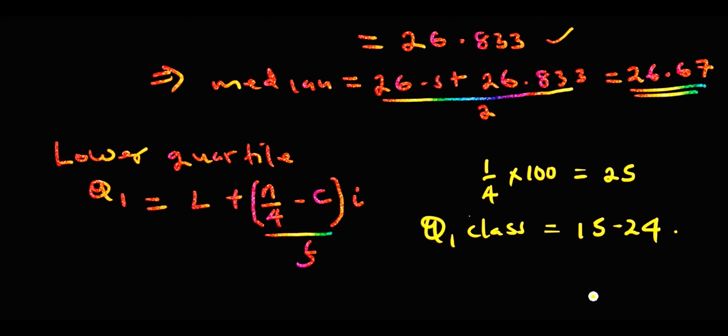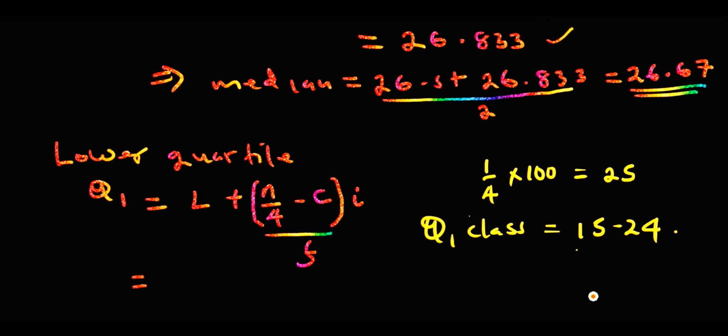So L in this case is just the lower class limit for the Q1 class, or for the lower quartile class. And in that case, that will be 15 minus 0.5, which is just 14.5. And then N is the total frequency, and C is the cumulative frequency above this class here. And I, as usual, is the class interval, which we have obtained to be 10, and F is the frequency of the Q1 class. So let us just substitute these values so that we see what we have.